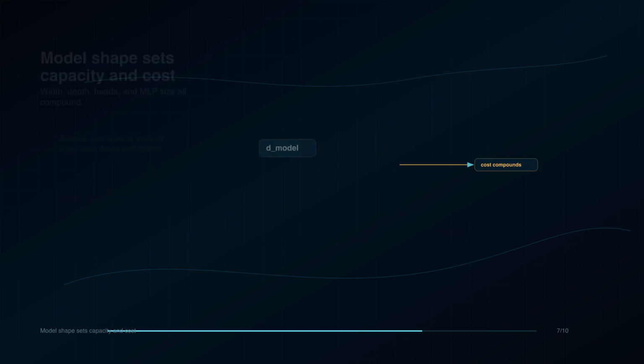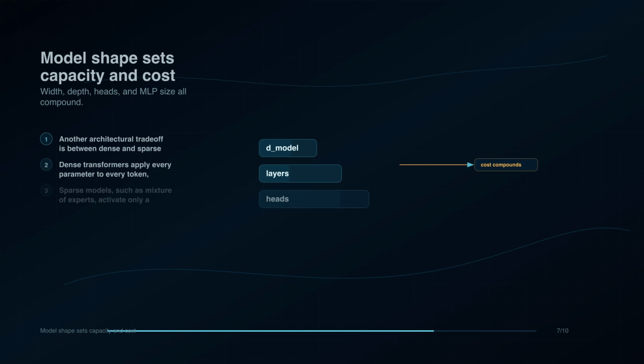Another architectural trade-off is between dense and sparse models. Dense transformers apply every parameter to every token, ensuring uniform capacity. Sparse models, such as mixture of experts, activate only a subset of parameters per token, allowing much larger total capacity within the same compute budget.